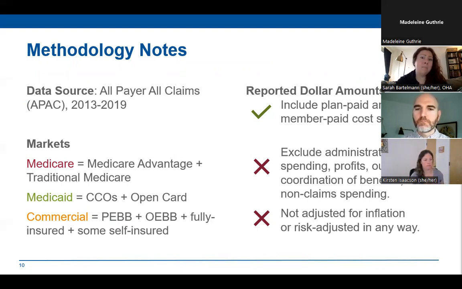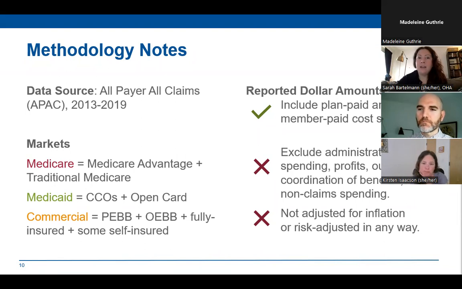We are not looking at administrative costs, so profits, administrative spending, infrastructure type spending. And we are not looking at non-claims spending. So there's a whole other chunk of healthcare spending that is not reflected in this report, and just want to be upfront about that. We have other reports on that non-claim spending that we can point you to, but this is a claims-based analysis. And then finally, we have not adjusted any of this data for inflation, nor have we risk adjusted it in any way. So these are essentially the raw numbers. This is what really happened each year, and we're not making any of those adjustments.